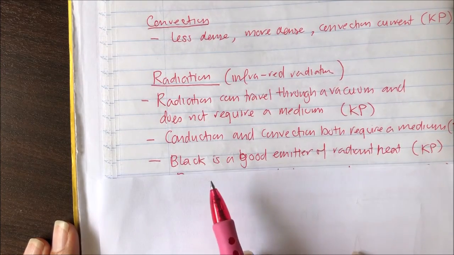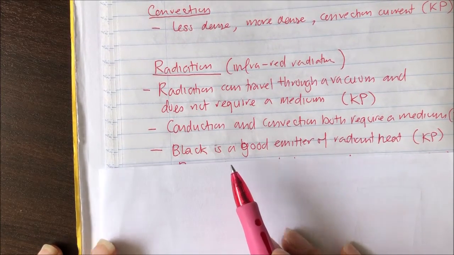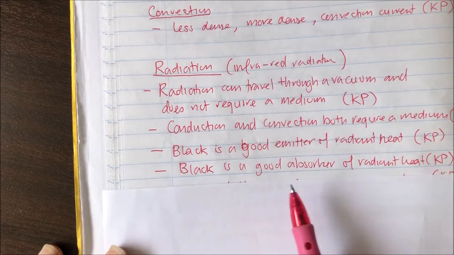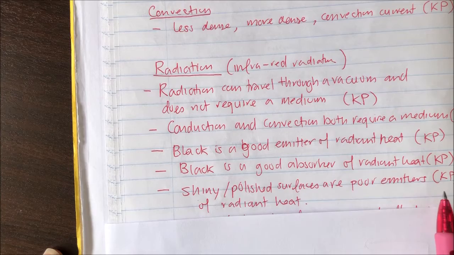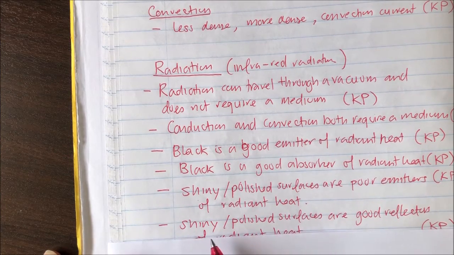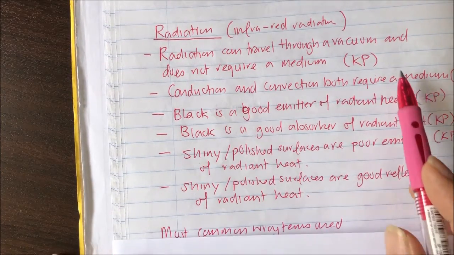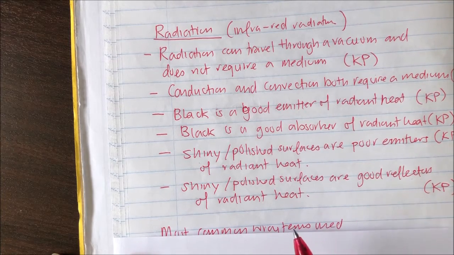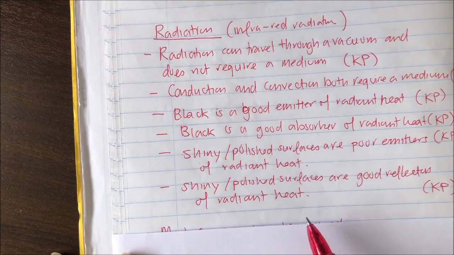And other things which are obvious to you, but I just want to reiterate how important these phrases are: black is a good emitter of radiant heat, black is a good absorber of radiant heat, whereas shiny surfaces are poor emitters of radiant heat. Or you can also say that they are good reflectors of radiant heat. So all these phrases are very good to have in your answers, and when you're answering, be specific and clear in using them.